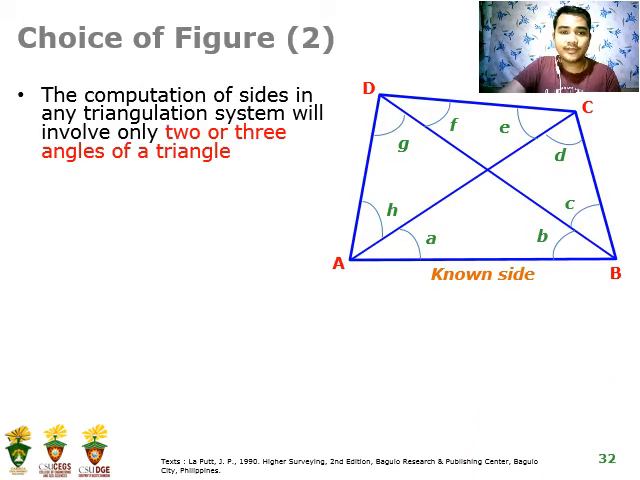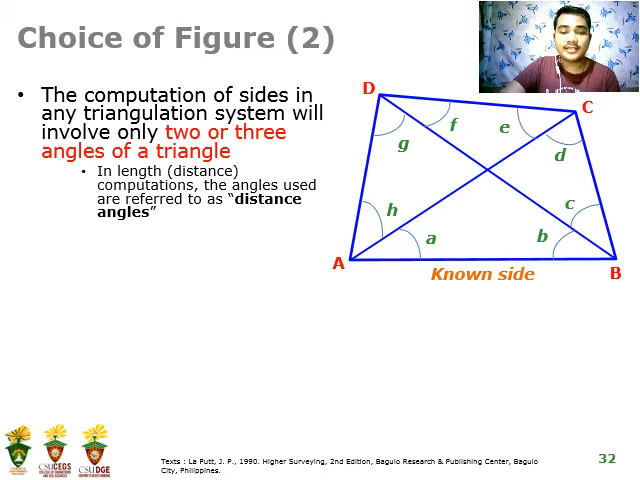Alright, so the computation of sides in any triangulation system will involve only 2 or 3 angles in a triangle. In the length or distance computation, the angles used are referred to as distance angles. For example, if the required side to be computed is side AD or DA, the distance angles are the angles used to compute this value, or the length of AD.